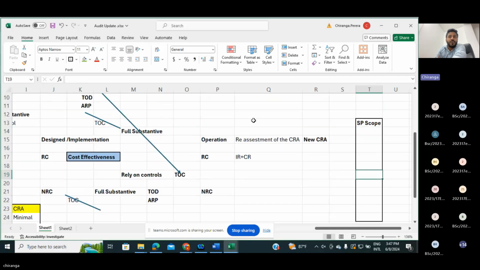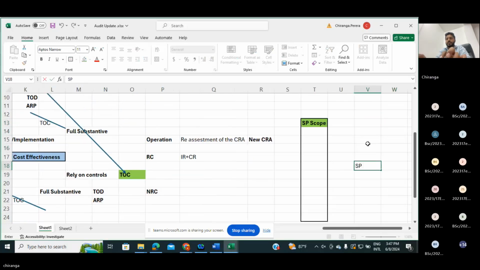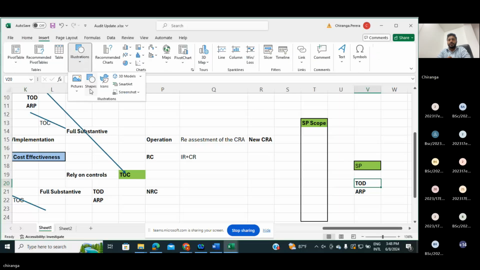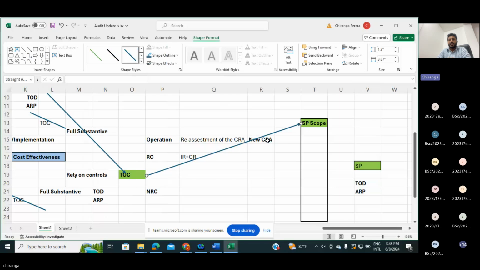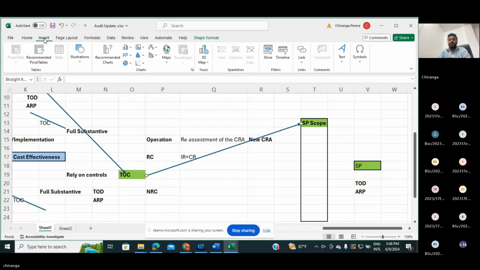So my question is, what is the relationship between TOC and the substantive procedures? I'm asking about this and this: what's the relationship? SP scope and substantive procedures. I'm asking about these three yellow areas, the relationship of these. Can you give me an answer? We are doing TOC, adjusting the scope of the SP, doing SP. SP means TOD and ARP. What's the answer? I'm asking the relationship between this and that. What's the relationship between this and this? Can anyone explain this to me?